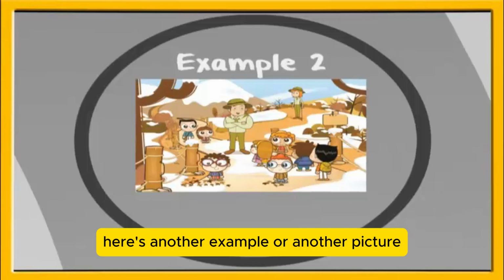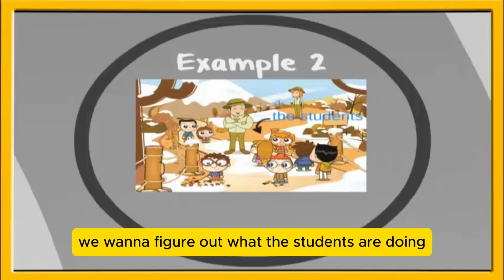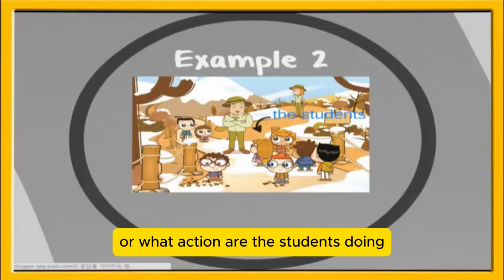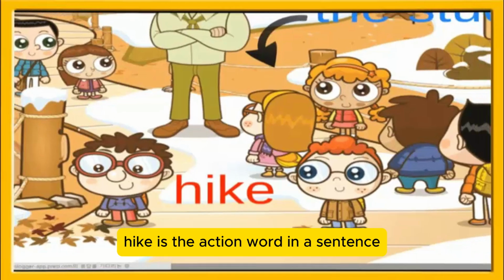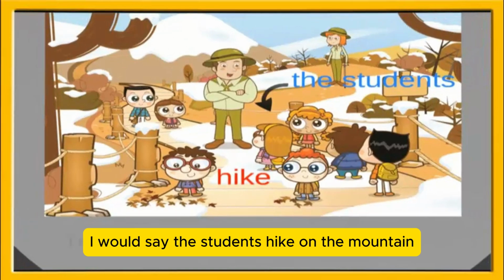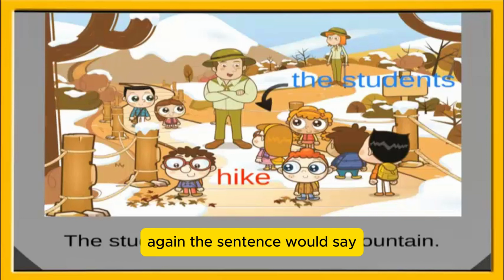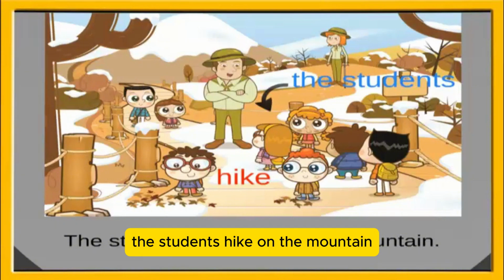Here's another example, or another picture. We want to figure out what the students are doing, or what action the students are doing. Here, the students are hiking. Hike is the action word. In a sentence, I would say, the students hike on the mountain. Again, the sentence would say, the students hike on the mountain.